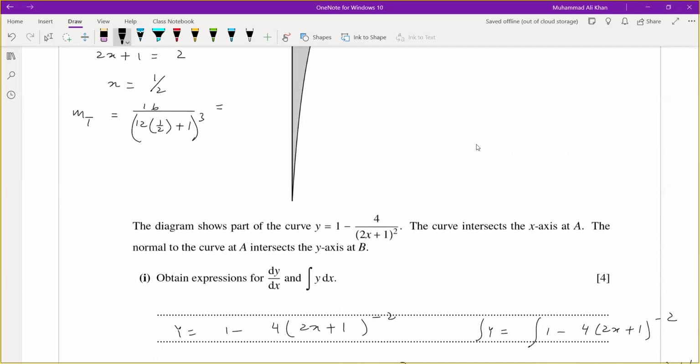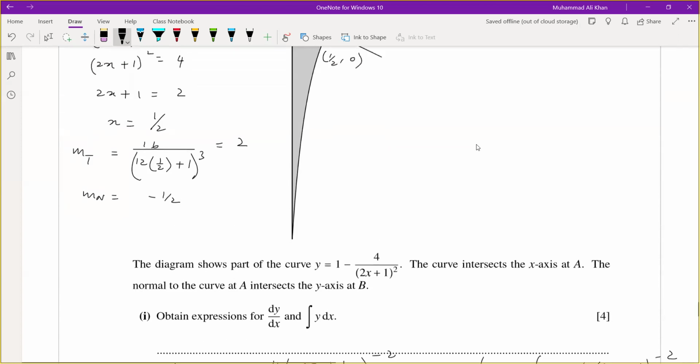According to this, the answer is 16 over 8 and it will be 2. This is the gradient of tangent, so the gradient of normal is minus 1 upon 2.